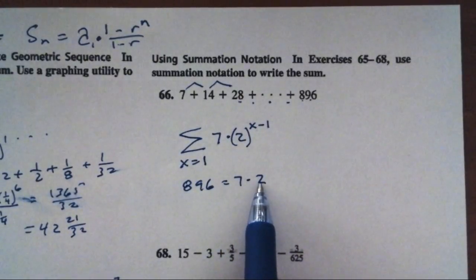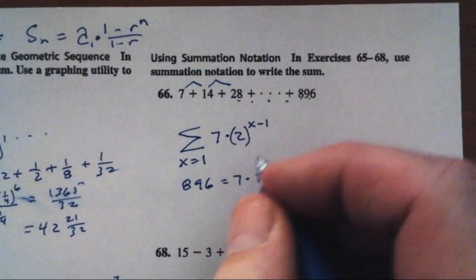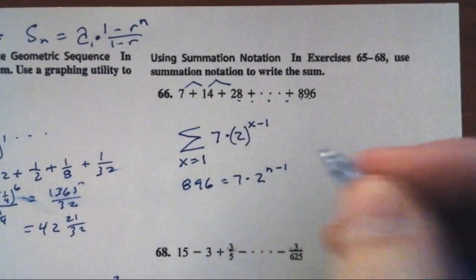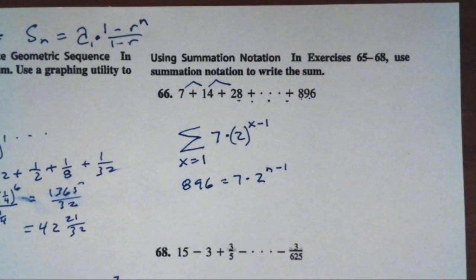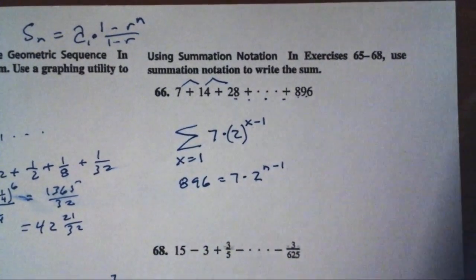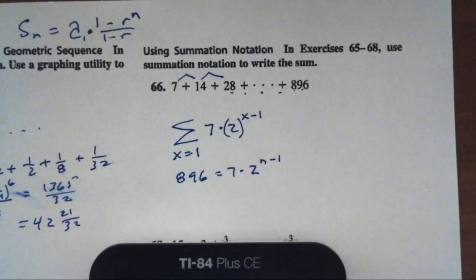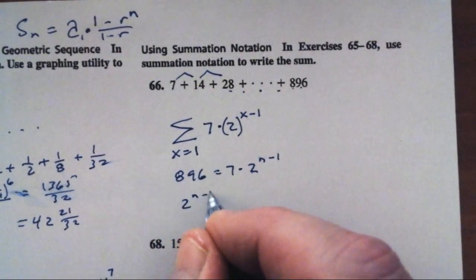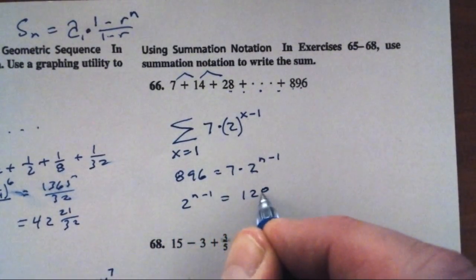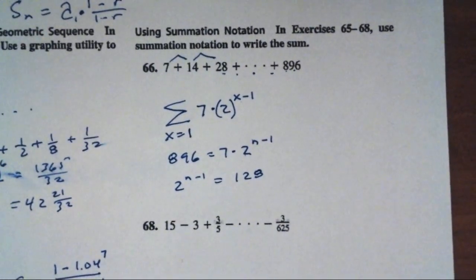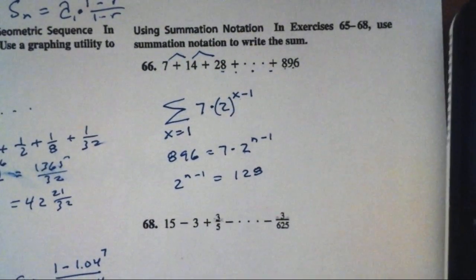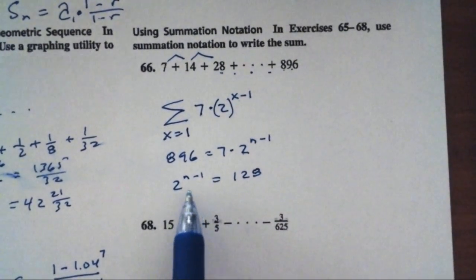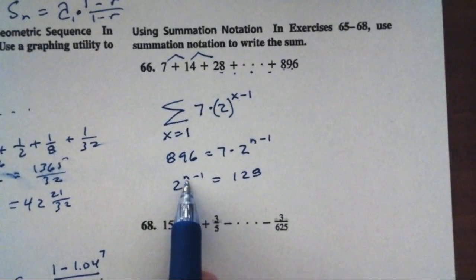Excuse me, how many steps did it take to get from here to here? That would be n minus 1 steps. So let's see, we're going to go 896 divided by 7 is 128. 2 to the n minus 1 equals 128. Well, right here, we can probably just put values in for 2.